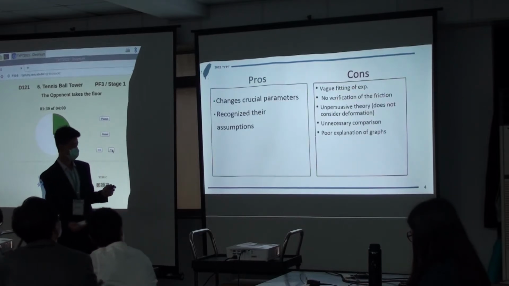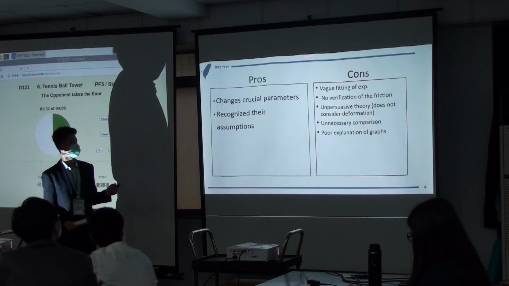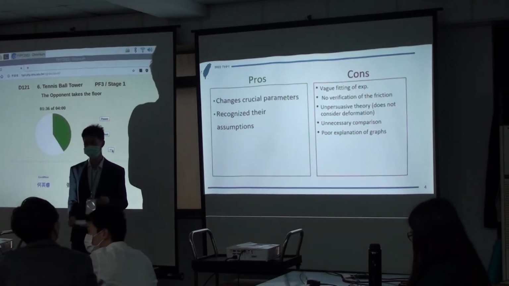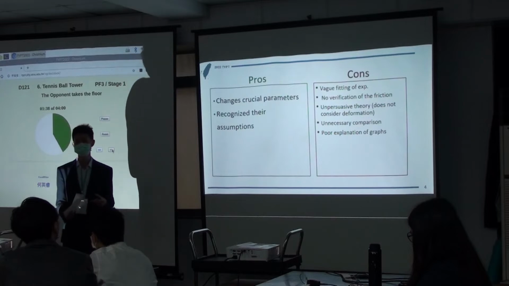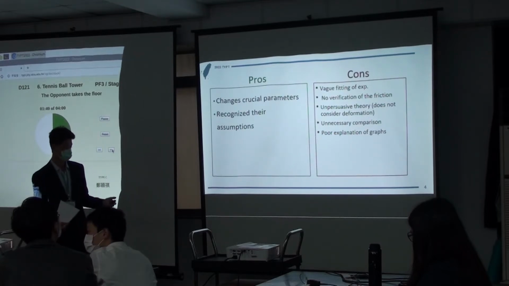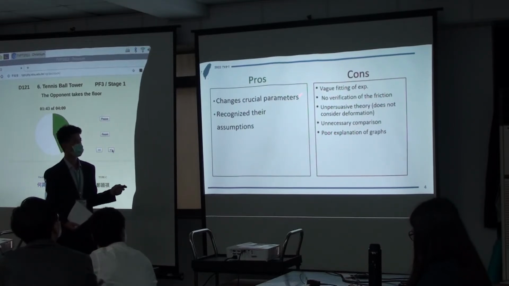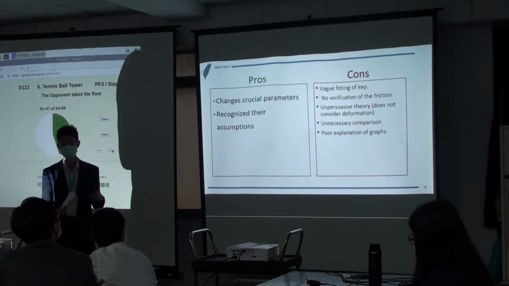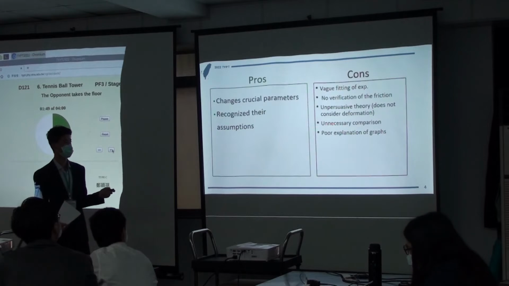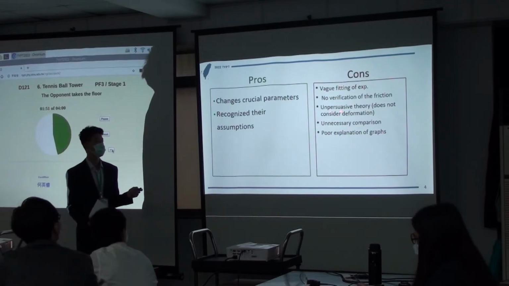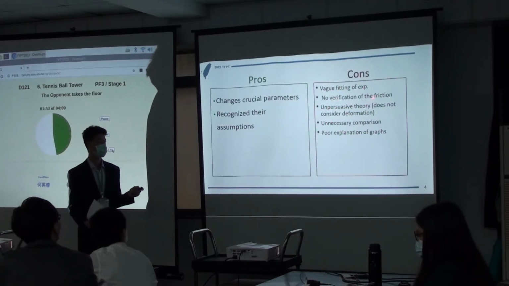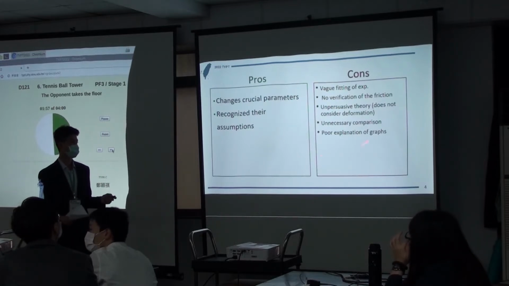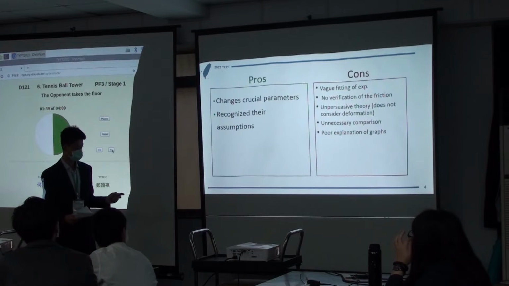So, the pros and cons. The reporter changed crucial parameters, and they set their assumptions, which are that there are no gaps between the tennis balls, and tennis balls are rigid bodies, they don't deform. But for the cons, there is no clear fitting of the experiment. There's no theory confirming the structural limit. Also, there's no verification of the friction between the balls, and the theory is not persuasive enough because they do not consider friction information. And there is poor explanation of the graphs.